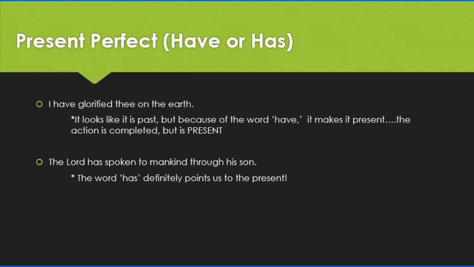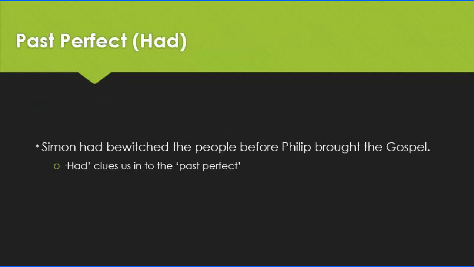You've got to look for the perfect tense, but then you also have to decide, is it past perfect, present perfect, or future perfect? And so that's where you use the have, had, and has to help you out some. For past perfect, the had and the ed on the end of the verb is probably going to clue you in that it's pretty much always past perfect. Simon had bewitched the people before Philip brought the gospel. So that's going to indicate past perfect.